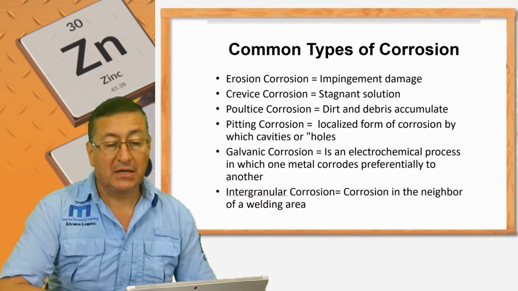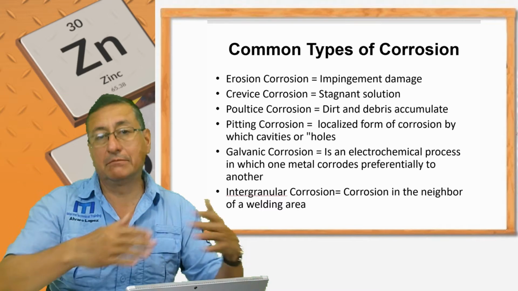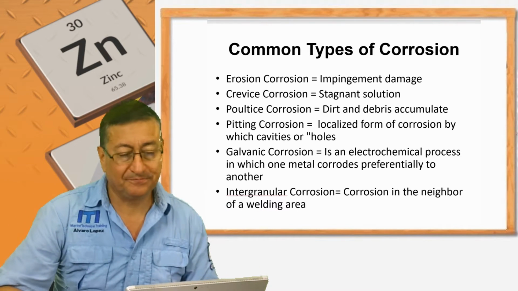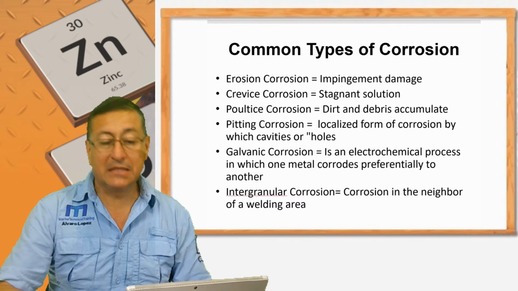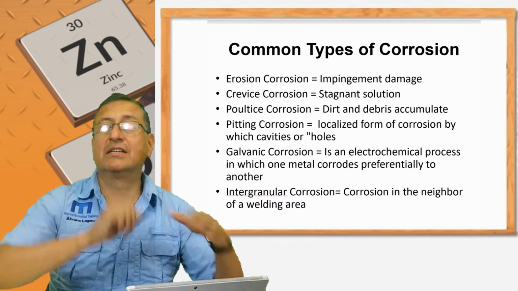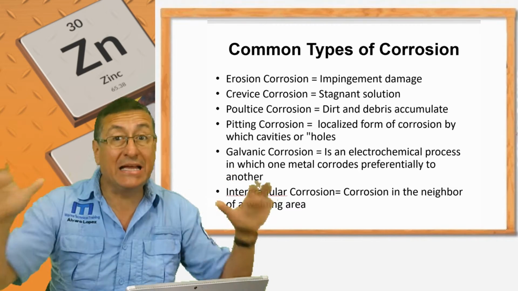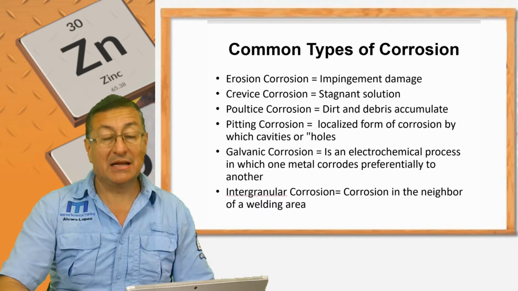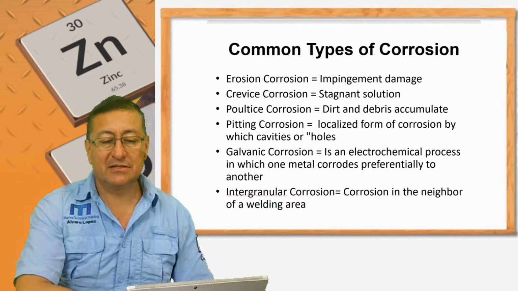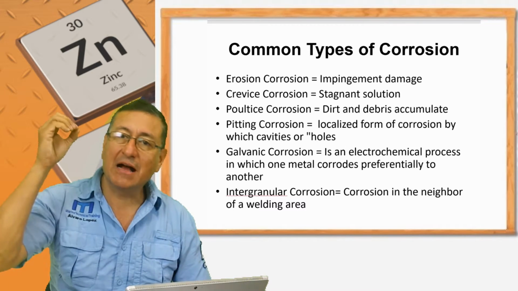Crevice corrosion is basically when you have a stagnant solution over the metal. Now we are going to analyze poultice corrosion. Poultice corrosion is basically dirt, debris, humidity over the surface. The secret is to keep the areas clean. Pitting corrosion, like a drill. Pitting corrosion is a localized form of corrosion producing cavities, holes.